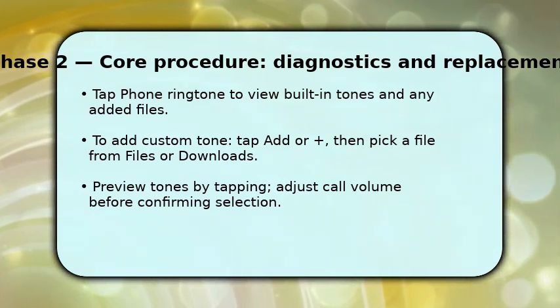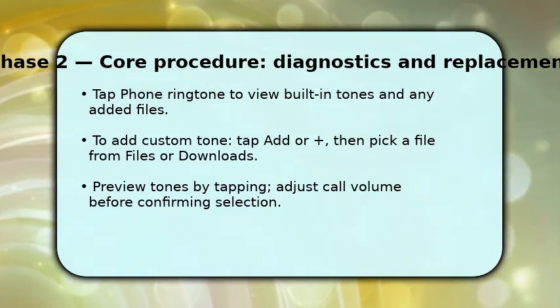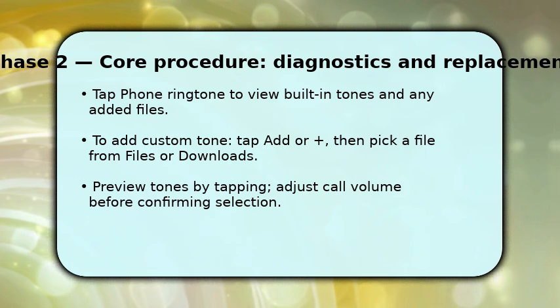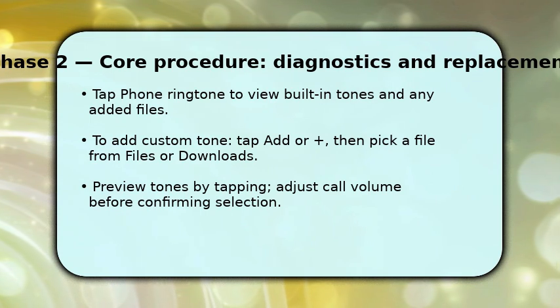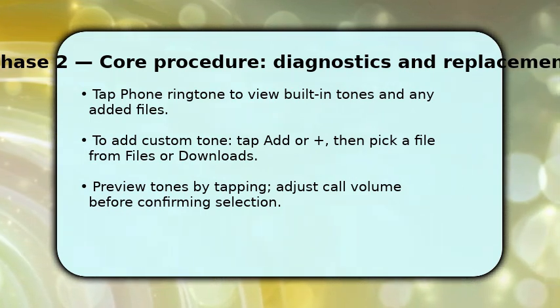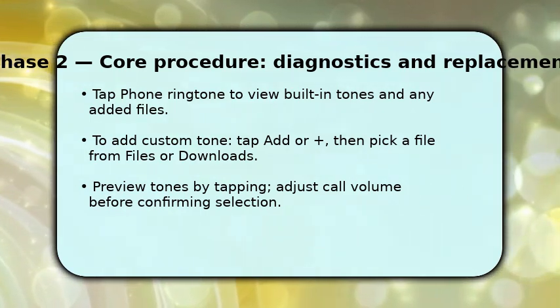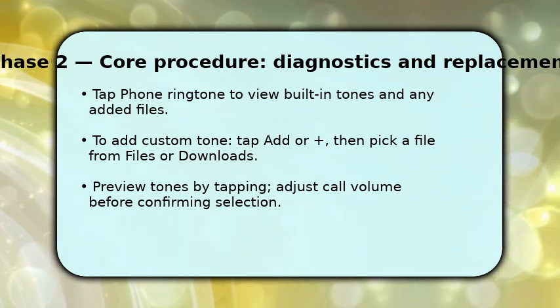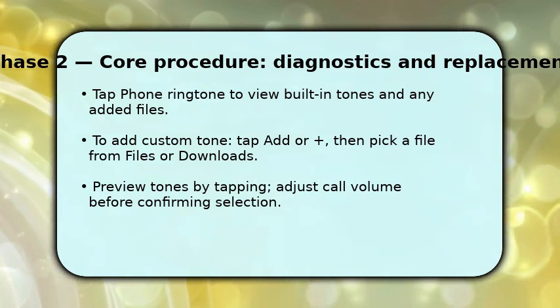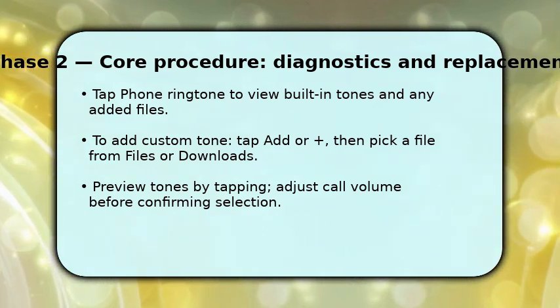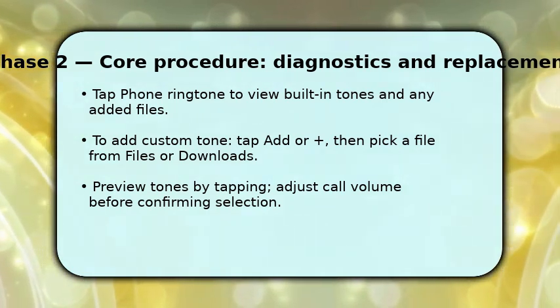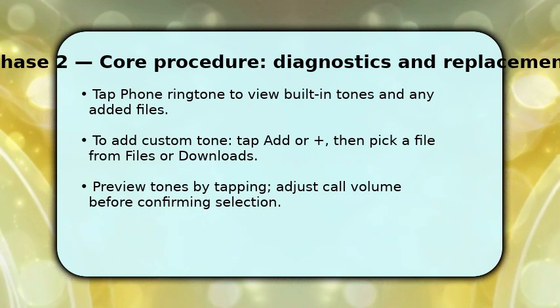Now you'll choose or add the ringtone. Tap phone ringtone to open the list and preview options by tapping each one so you hear how it will sound in real use. If you prefer a custom file, tap Add or the plus icon, navigate to Files or Downloads, and select the audio file, usually MP3 or OGG. Once selected, the system imports it into ringtones. Make sure to adjust the call volume while listening, because tone volume and media volume can differ on some phones.